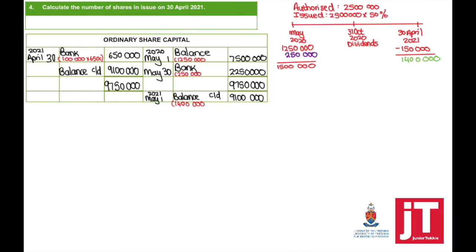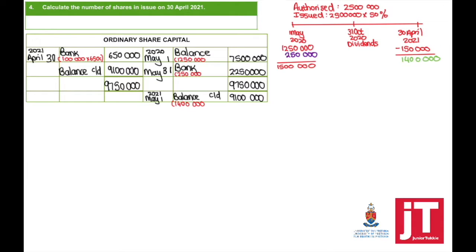Calculate the number of shares in issue on 30 April. Now we've basically done all of this, because in our ordinary share capital, I've shown in brackets the number of shares. That is one option which I can use. We take the credit side minus the debit side, or you can use your timeline where you've calculated when shares were issued and when shares were bought back. So now it's so easy to fill in the number of shares in issue.